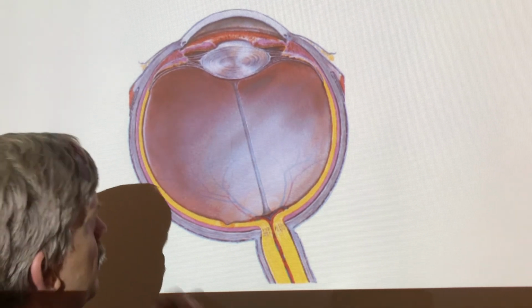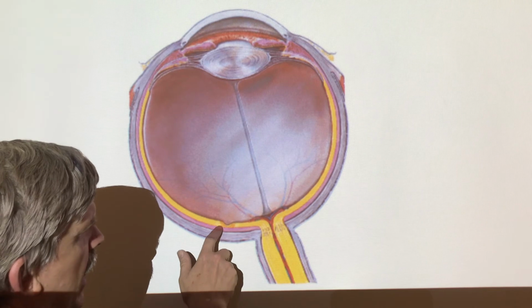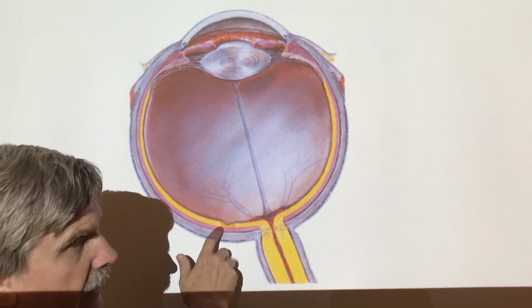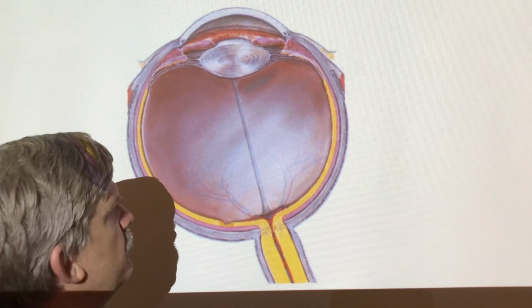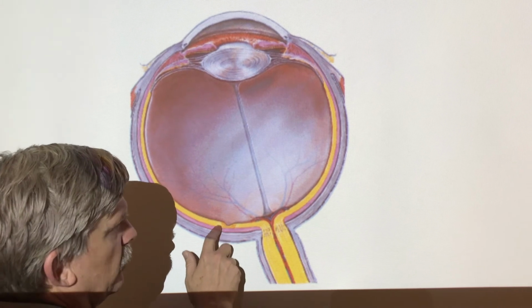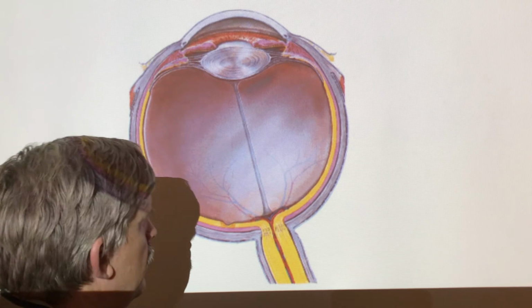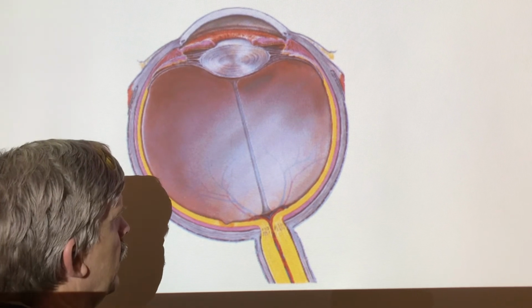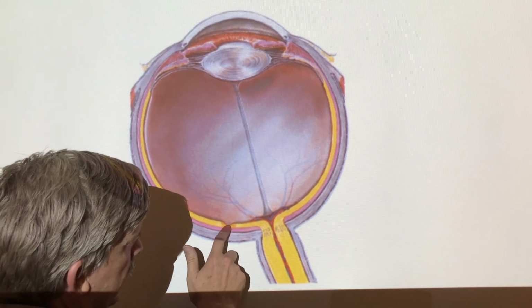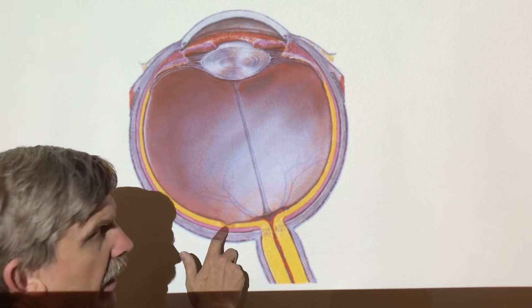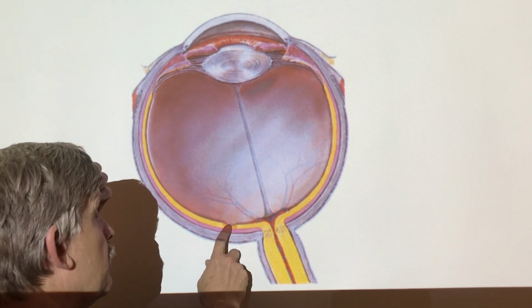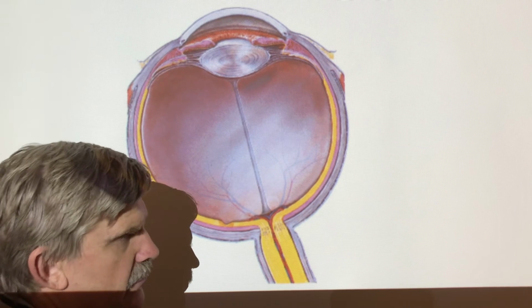In the retina, right here, if you use an ophthalmoscope and look in somebody's eye, you'll see this area and it will look like a yellow spot. And so we call it the macula lutea, the yellow area. And dead center in the macula lutea, you are going to have the highest concentration of rods and cones, and that is going to be your fovea centralis.